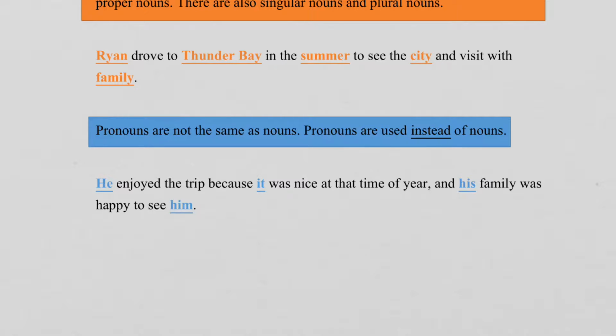This is a good opportunity to remind you of the difference between proper nouns and common nouns. Proper nouns are specific. In this case, we have a specific person and we have a specific place. Ryan, Thunder Bay. Common nouns are just general. It could be any city. It could be any family. It could be any summer.